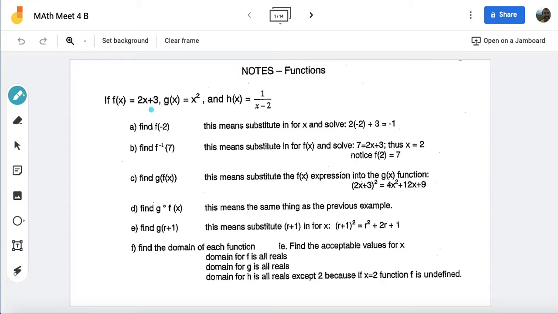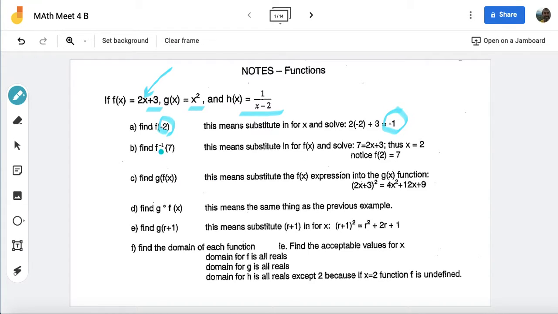If f of x is 2x plus 3, and g of x is x squared, and h of x is this, if you have to find f of negative 2, that just means plug negative 2 in place of x. So 2 times negative 2 would be negative 4. Negative 4 plus 3 is negative 1.